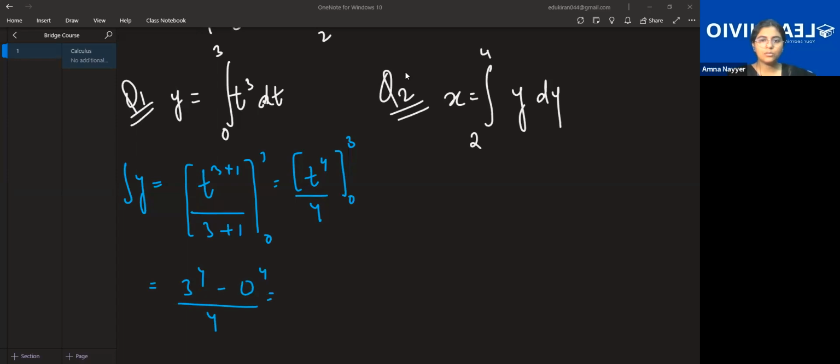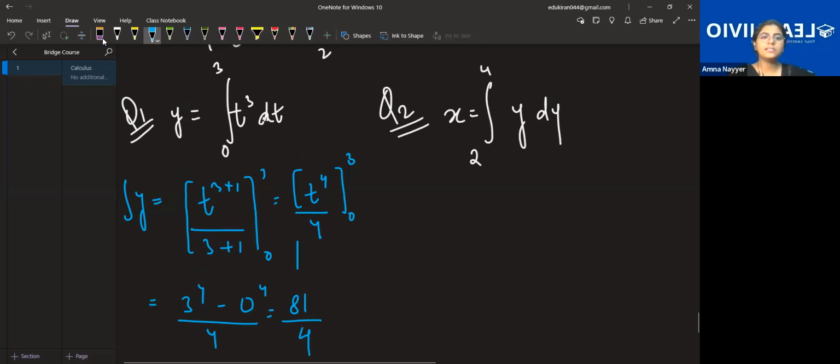Just check all those students who have answered. See, 3 to the power 4 will come. Minus, then the lower limit, 0 to the power 4. We put the upper limit first and then the lower limit. So this is 81 by 4. Yes, it's clear to others also.